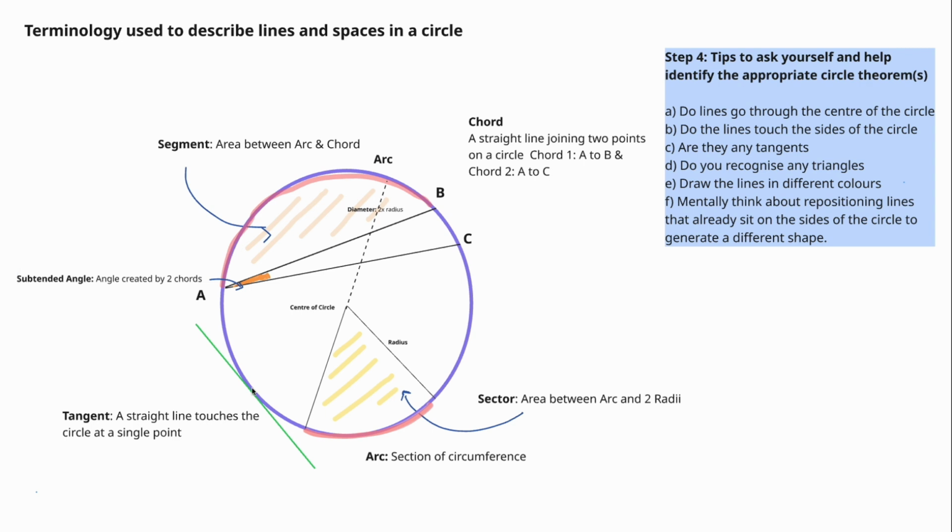Now, it's helpful to understand the terminology described in the circle, but the most important thing to recognize when circle theorems is listed out in step 4. And you need to ask yourself, do the lines go through the center of the circle? Do the lines touch the sides of the circle? Are there any tangents? Do you recognize any triangles? Can you draw the lines in different colors that would help you identify those kind of shapes more easily? And the last point is more challenging, is mentally think about repositioning these lines that already sit on the sides of the circle to generate a slightly different shape.